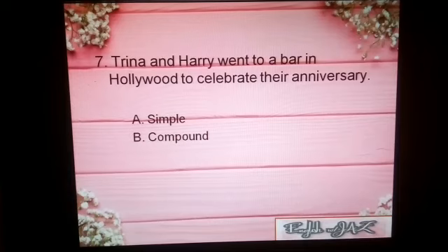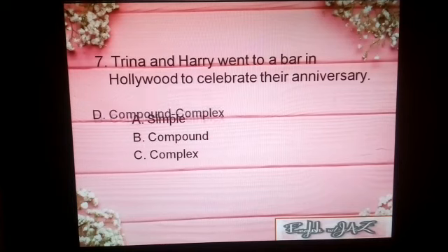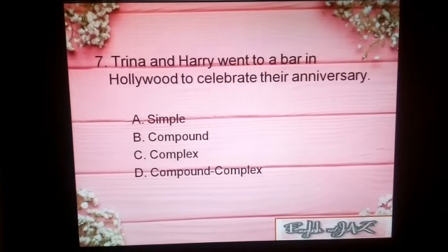Let's have number 7. Trina and Harry went to a bar in Hollywood to celebrate their anniversary. So what type of sentence is this? We have a coordinating conjunction and in the sentence. However, this is not a compound sentence, but a simple sentence because it still contains one single thought with a compound subject.